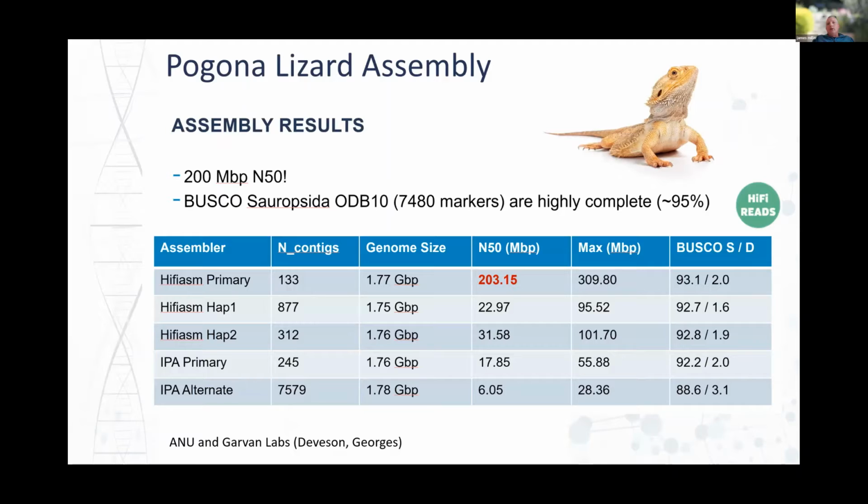I know Paul mentioned a whole lot of examples, but I wanted to put this up because these are some assemblies that have been done in Australia. This is a Pogona, a lizard assembly, which produced an assembly with a contig N50 of 203 megabase pairs. That basically means that this genome is virtually assembled telomere to telomere for every chromosome.